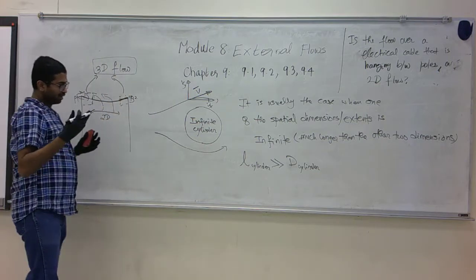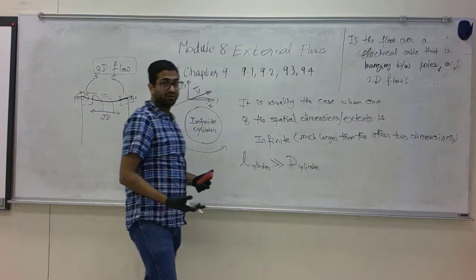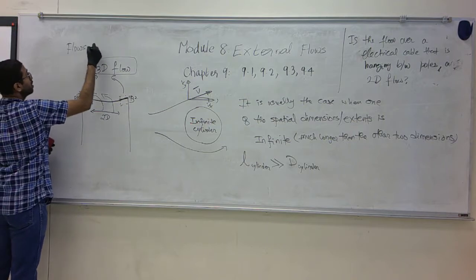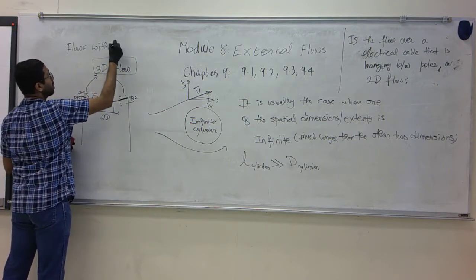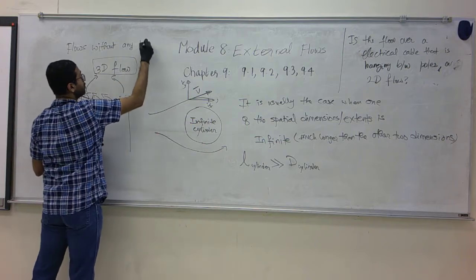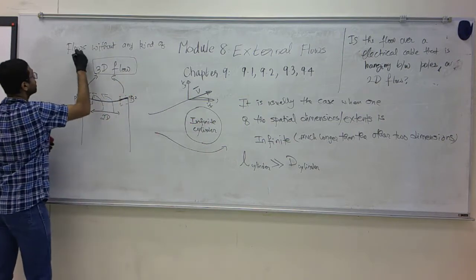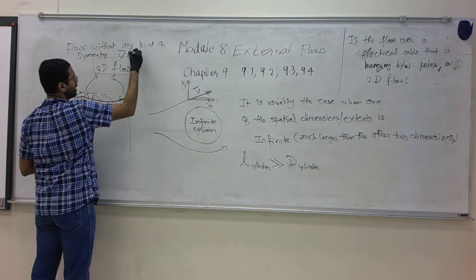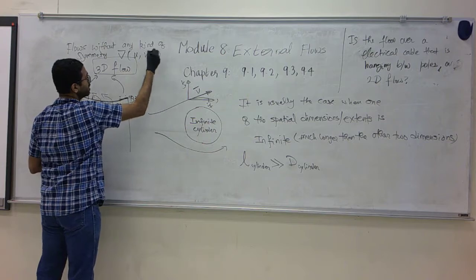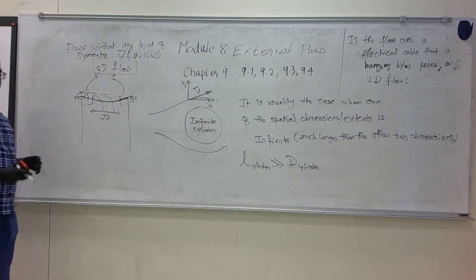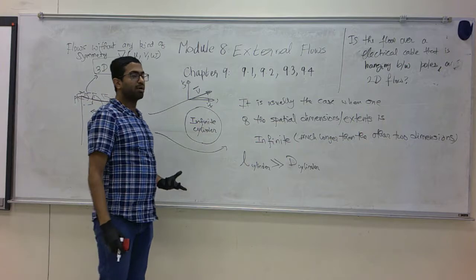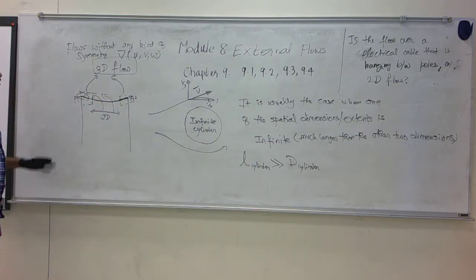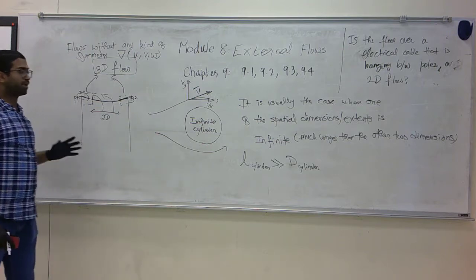So now we have a way to define 3D flows, which is basically saying flows without any kind of symmetry. That is, if you have a velocity, it depends on all three components. There is no component which is 0, or no component which has a fixed value. It is a flow with no obvious symmetry, and we call such flows three-dimensional flows.